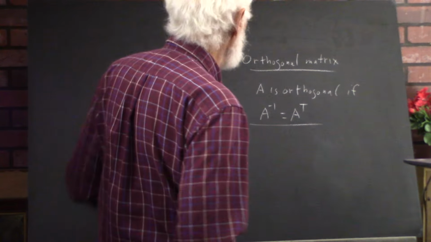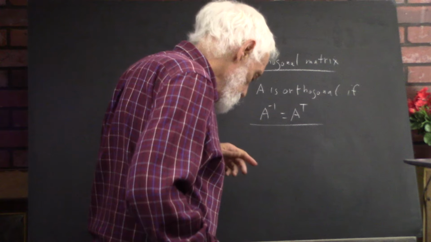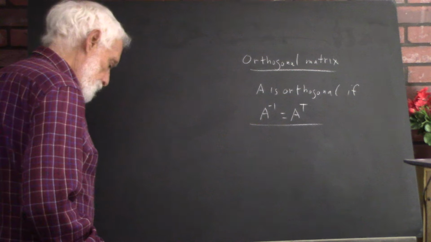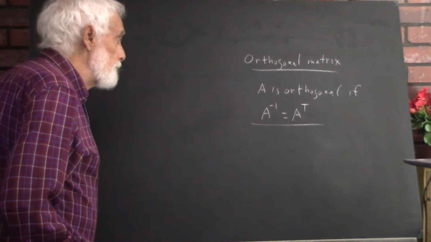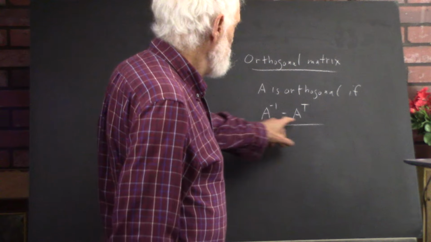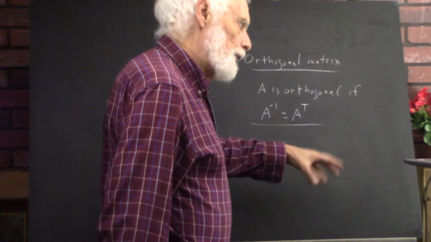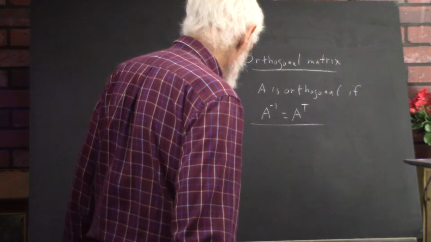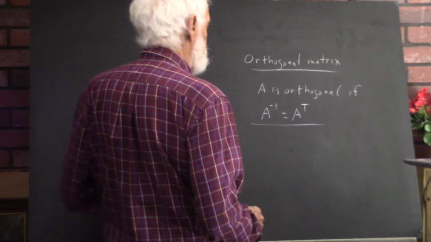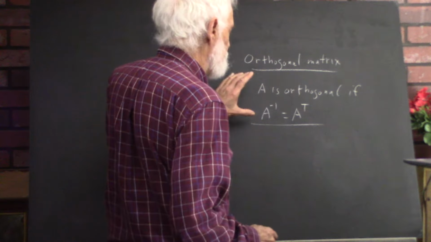Okay, I already said, but now we're on camera, so I'm going to say it again. A matrix is orthogonal if its inverse is equal to its transpose. Now that says things about the rows and columns and so forth that are important to understand, but let's just deal with an example of what this might mean.